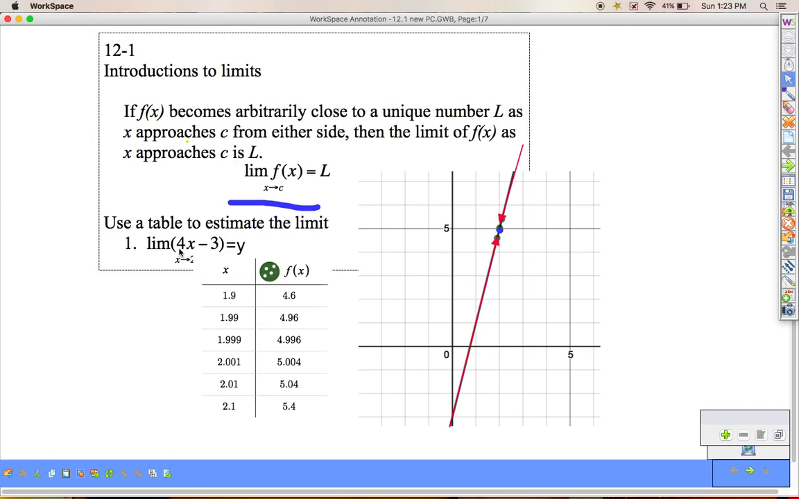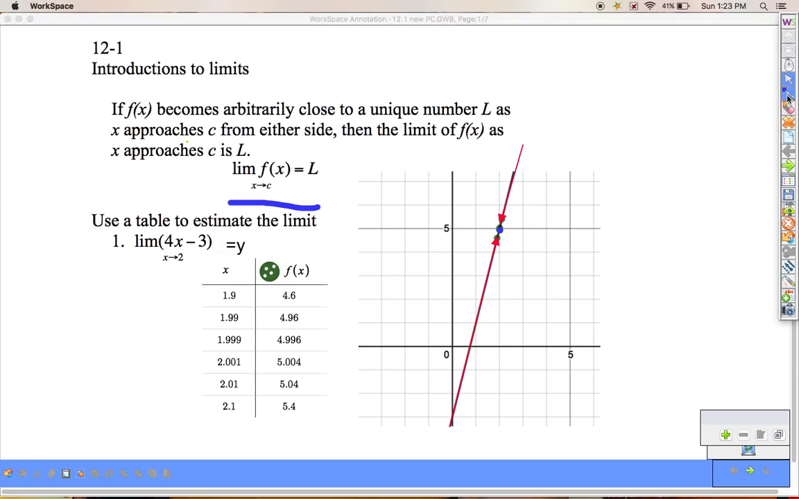I'm going to take these values, substitute them into the x value, and do the math. This would be a calculator; we're not going to do this by hand. So 4 times 1.9 minus 3 is 4.6. 1.99 gives me 4.96, and 1.999 gives 4.996. Coming the other direction, if I plug in 2.1, I get 5.4. 2.01, I get 5.04. 2.001, I get 5.004.